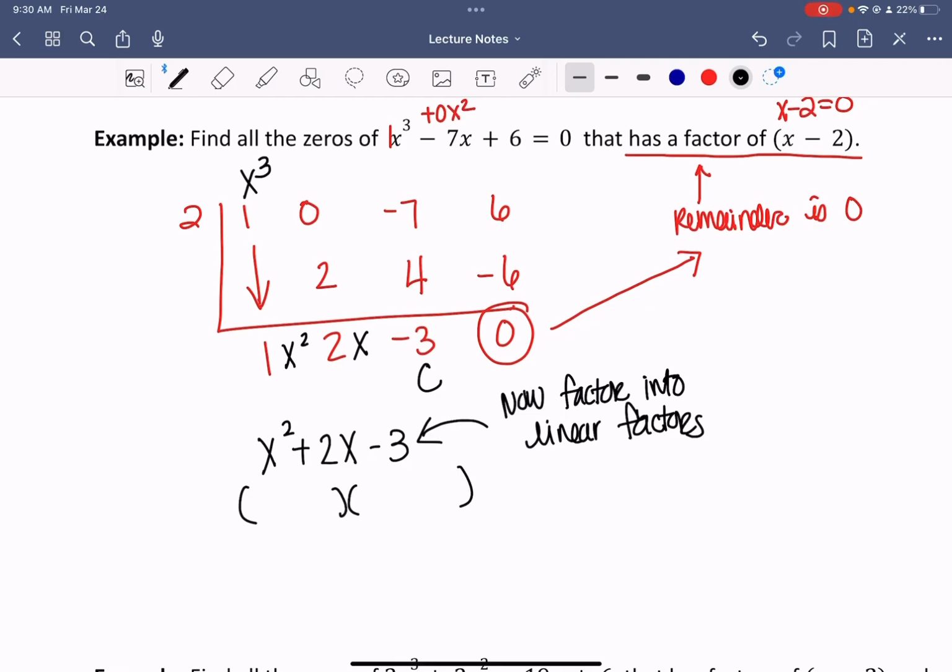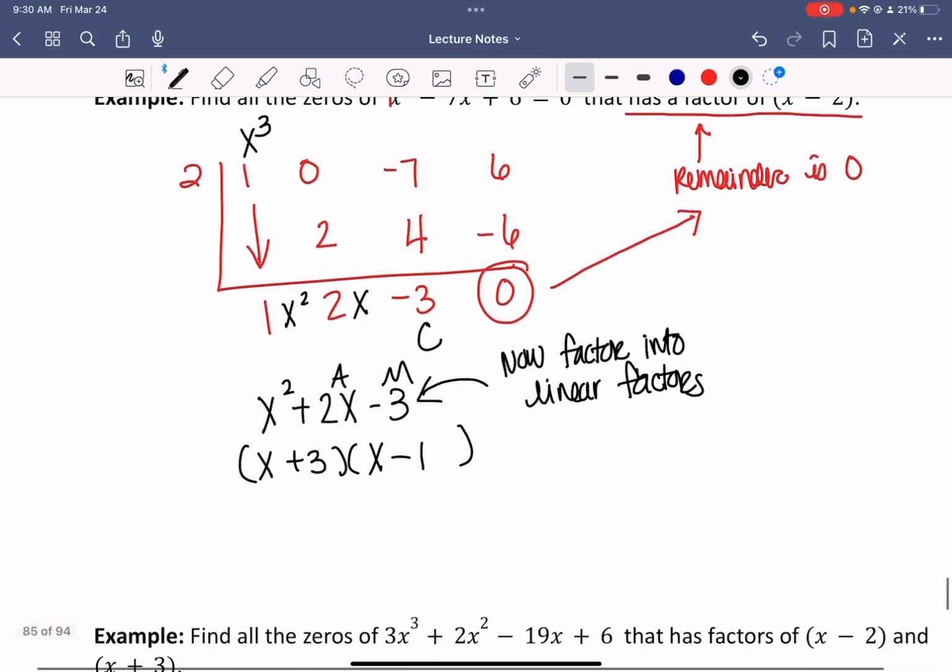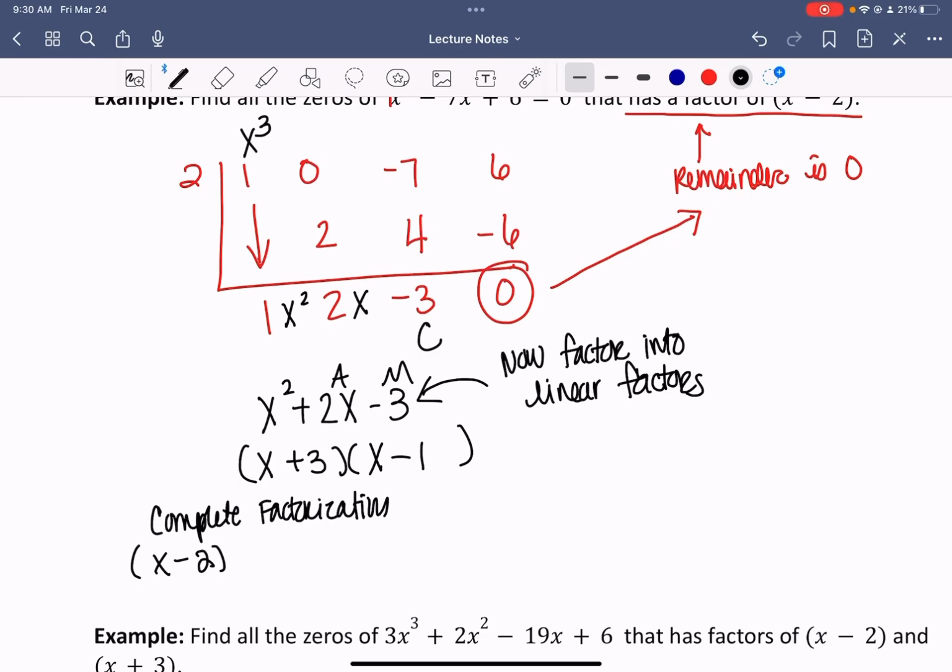Well, that factors into two parentheses: x times x will give me x squared, and a positive 3 and negative 1 will multiply to give me negative 3 and add to give me positive 2. So the question asks, what is the complete factorization? It would be the x minus 2 they originally gave me. Now I have x plus 3 and x minus 1. So that's your complete factorization.